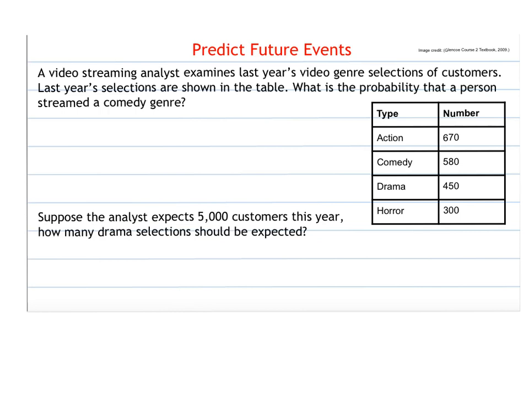So here we have data from a video streaming service about customers and their selections. So from the chart here, we can see the type of genre that people are watching and then the number of customers selecting it.